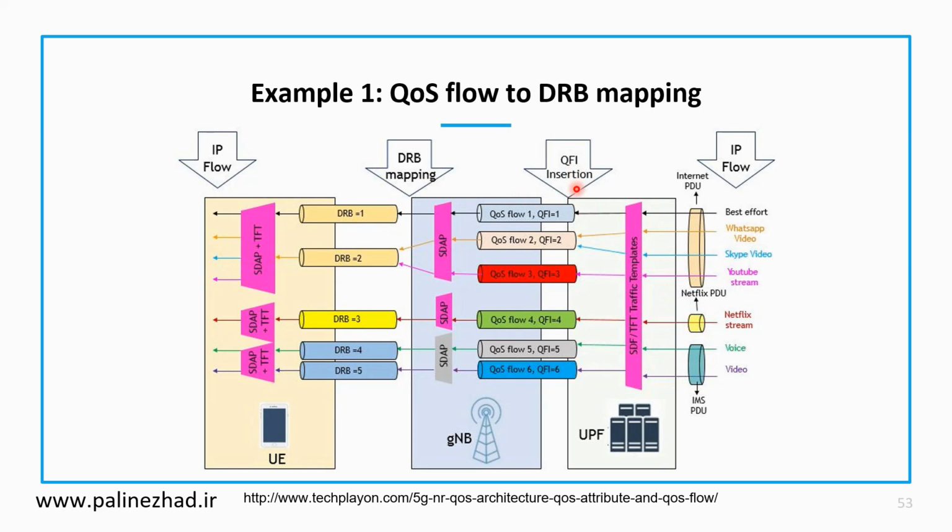And here we have the QFI insertion by the UPF, and we saw this in the control plane signaling in previous slides. And the DRB mapping is done here by the gNodeB by the SDAP layer. And also we have a SDAP layer in the UE and also the packet filters to map the data radio bearers and flows to the IP flows. We have this example in more detail in the next example.